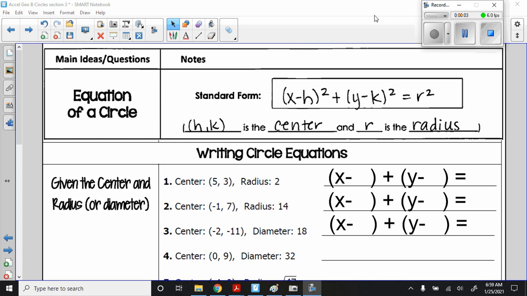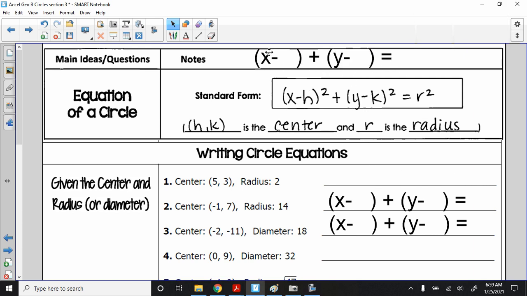All right, video on equations of a circle. So we got our standard form up here: (x minus h) squared plus (y minus k) squared equals r squared. As you can see, I have this pre-typed out. The x minus and the y minus are always going to be there. You just have to put in h, k, and r.